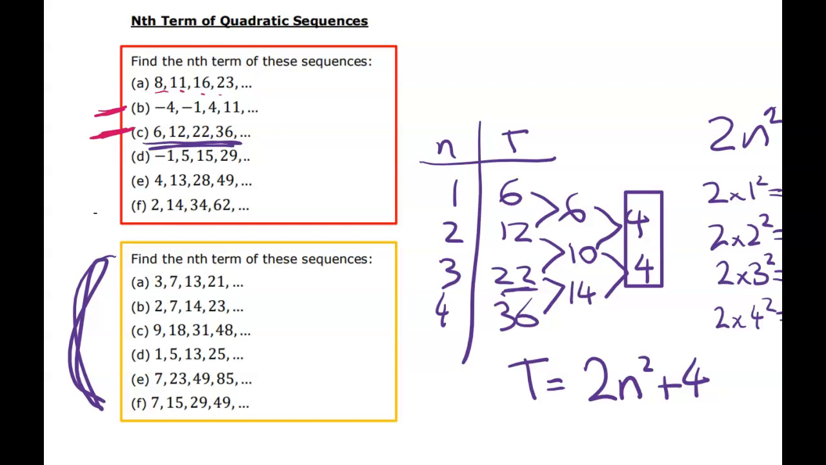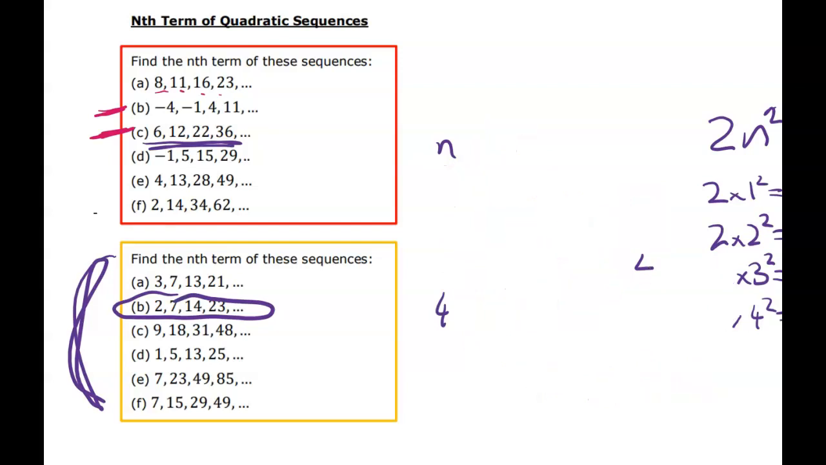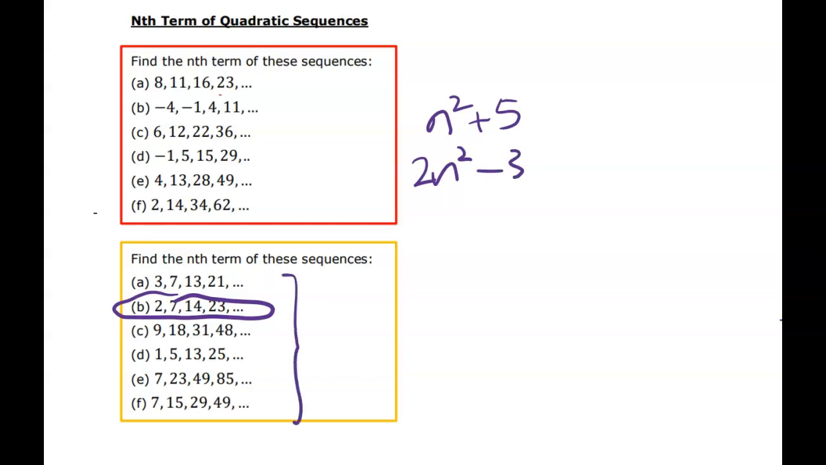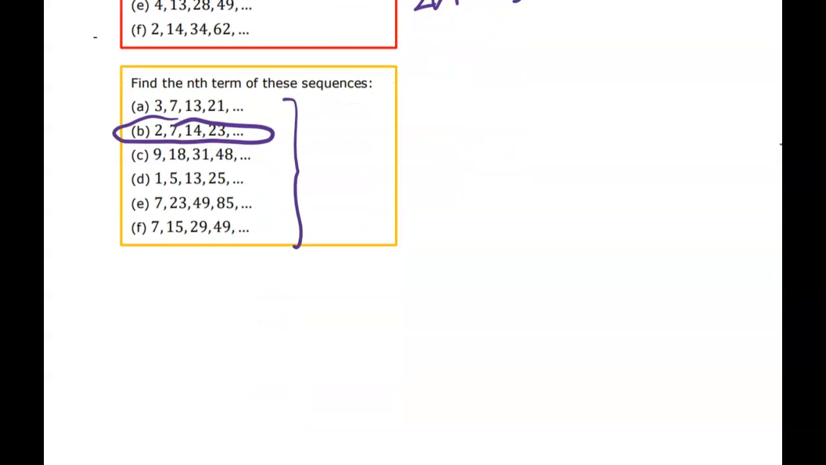So the one that I'm going to look at first is this one here, which is 2, 7, 14, and 23. So this is kind of the next level up. We've got good at finding the second difference, and we've got good at halving that number. But in the ones we did up here, they were all patterns like n squared plus 5 or 2n squared minus 3, right? In these ones, the leftover is going to be its own little pattern.